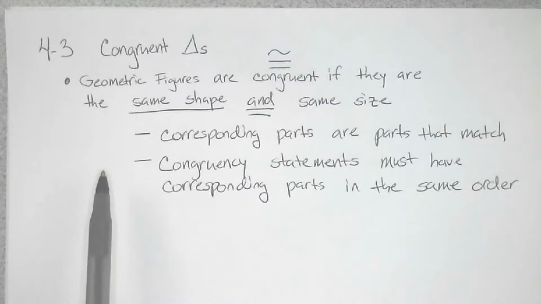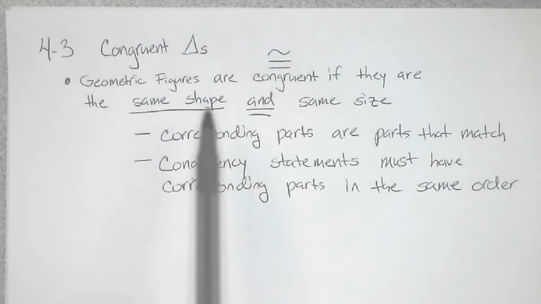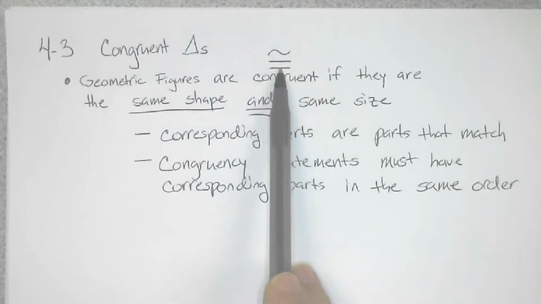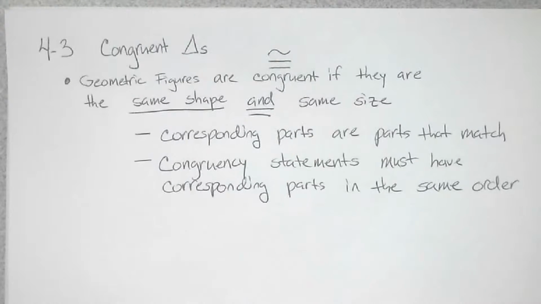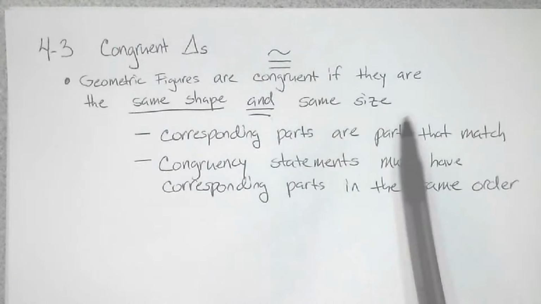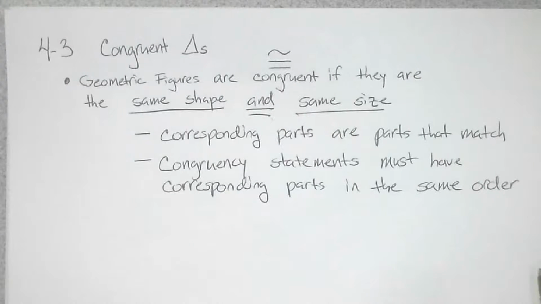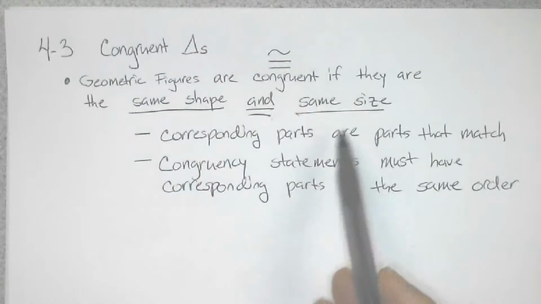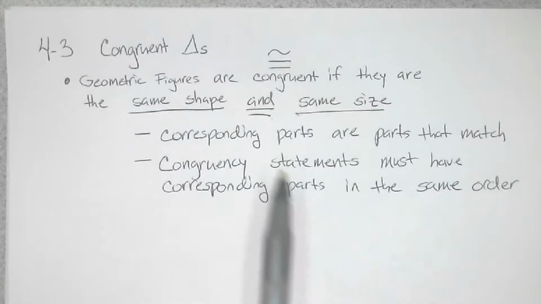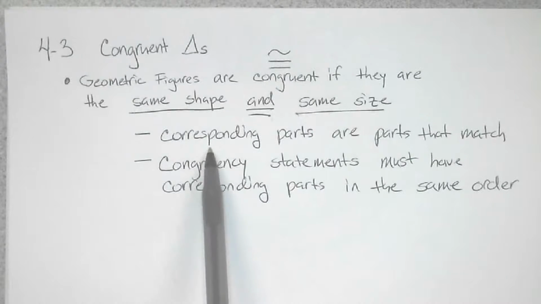So, first of all, geometric figures, not just triangles, are congruent, and that is a congruency symbol. It looks like an equal sign with a tilde on top. They're congruent if they are the same shape and the same size. Has to be both. If you have the same shape but they're different sizes, they're not congruent. Has to be same shape and same size.